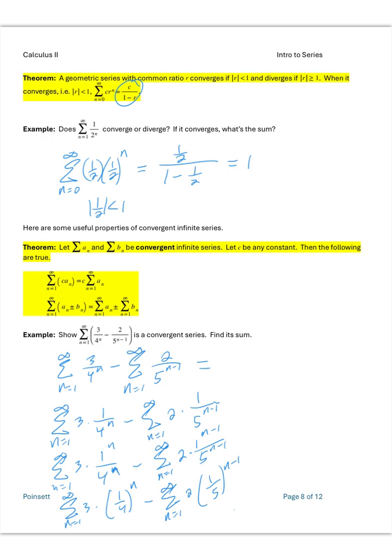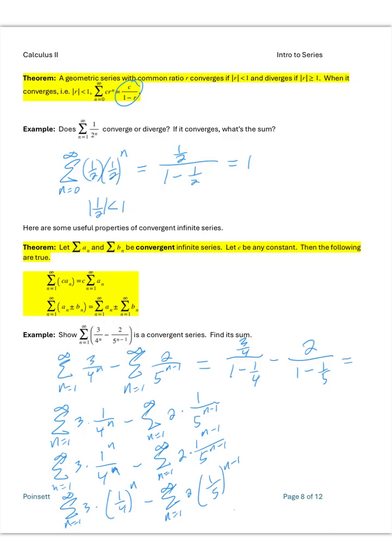And using our formula, we now have C, which is 3/4 for the first series here, over 1 minus, we found that R was 1/4 for the first series. Now minus, we've got the sum of this series: the C value, which we said was 2, over 1 minus the R value for this one, which was 1/5. And now we can do the computations here and find out what the sum is of this convergent series.